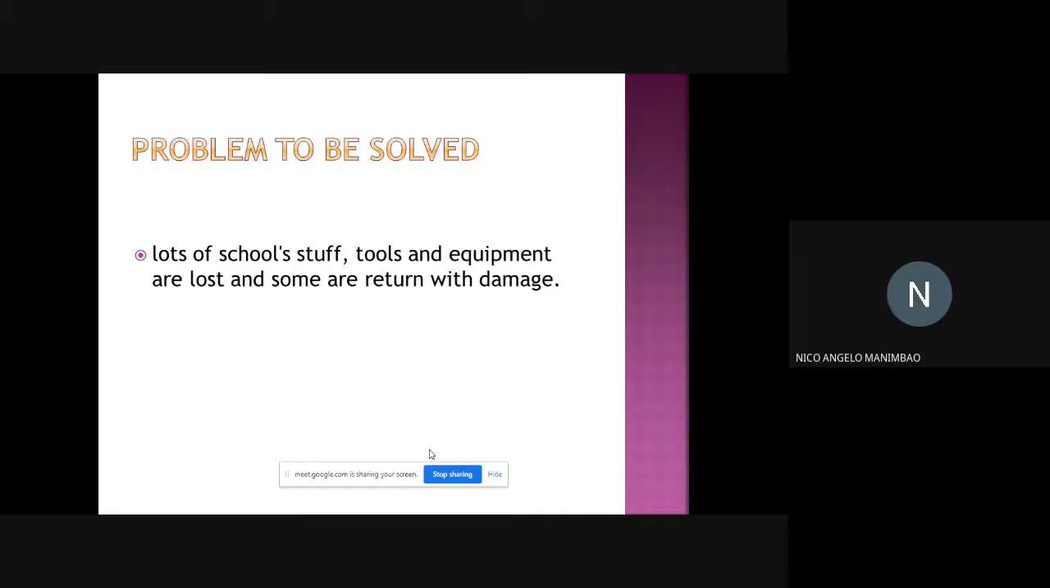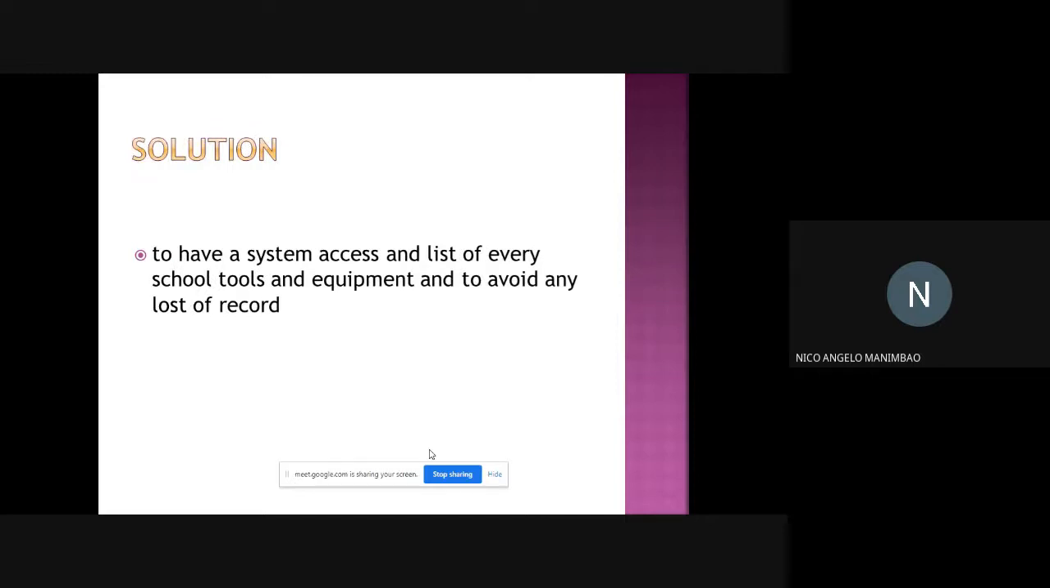Problem to be solved. Lots of school stuff, tools and equipment are lost and some are returned with damage. Solution. To have a system access and list every school tools and equipment to avoid the loss of record.